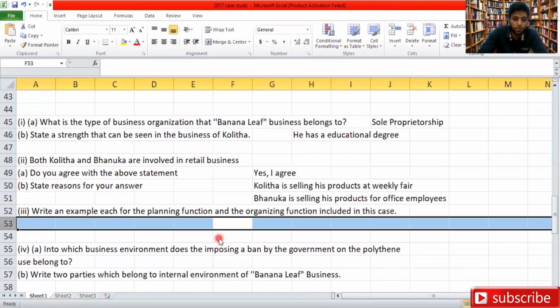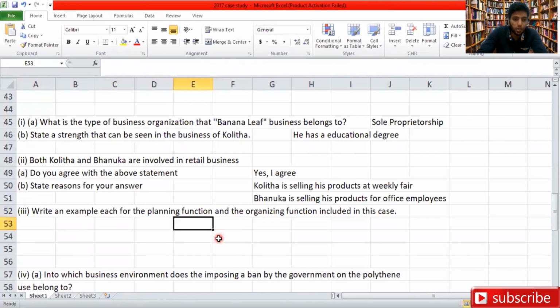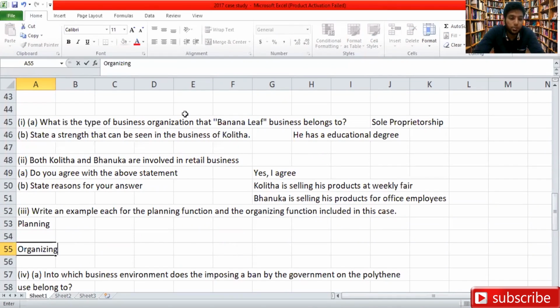Let me keep some space to write these two functions. What is the planning function? What are the planning functions we can see? And what is organizing? What is the difference between these four things you need to understand? This is what we call the management process. So the management process has four things: planning, organizing, leading, controlling. Planning is all about having a plan before you do something. Organizing is allocating resources. Leading is motivating the employees. And controlling is seeing whether the work has been done properly or not.